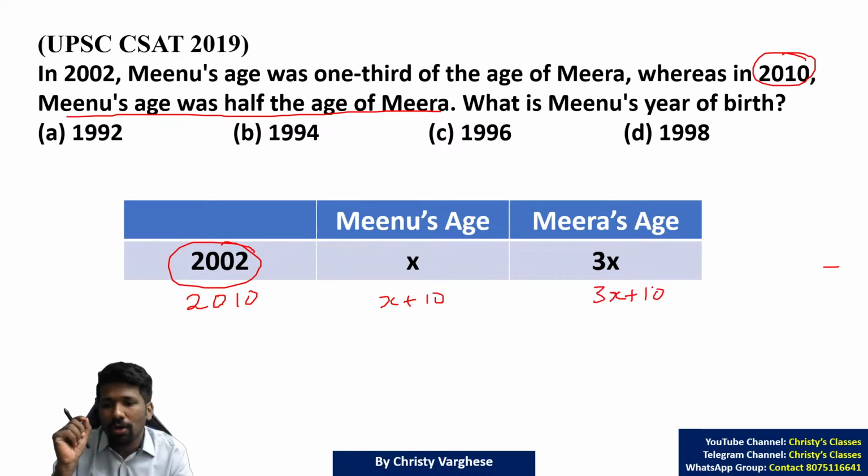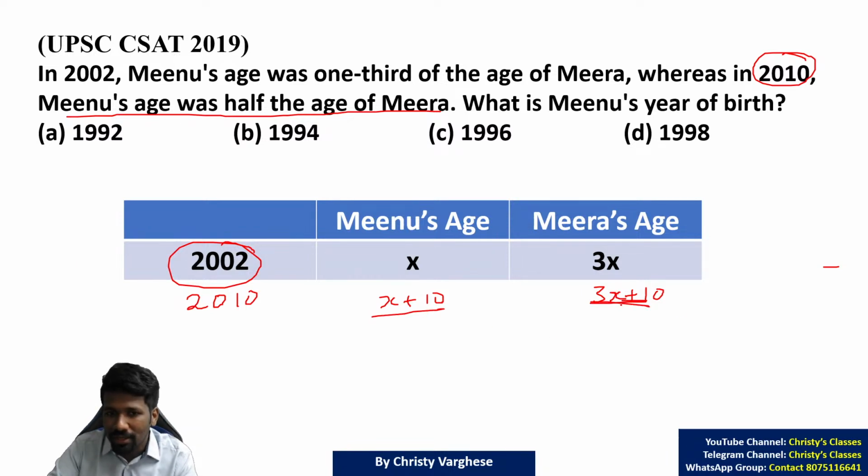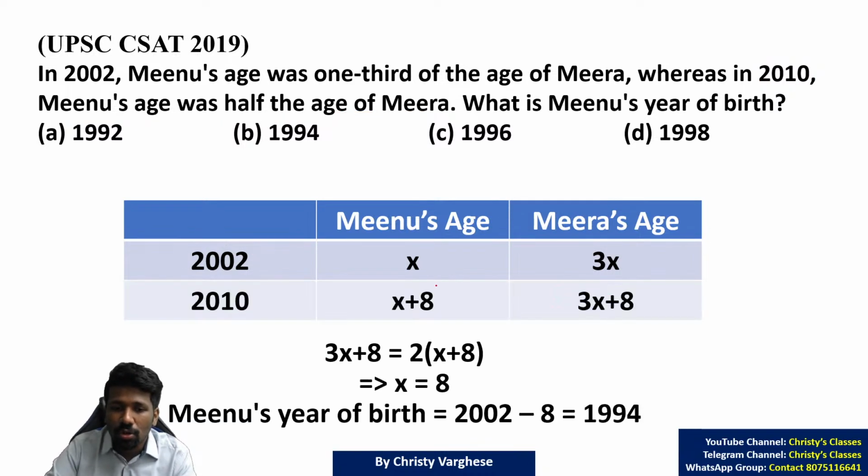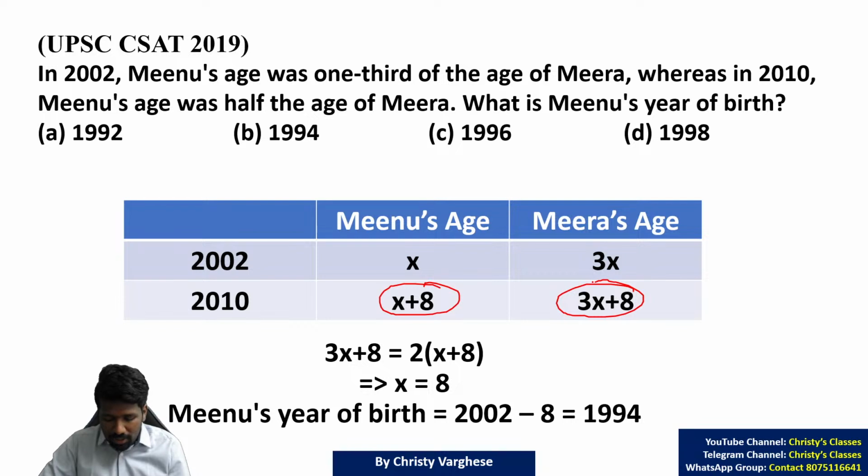This is one important thing you should take care of in this chapter, because many people misunderstand this and add 10 to either this only or this only. Sorry, not 10, it is 8. 8 years later. So don't add 10, add 8. So the age of Meenu in the year 2010 will be X plus 8 and Meera's age will be 3X plus 8. All of you understood this? Please respond.